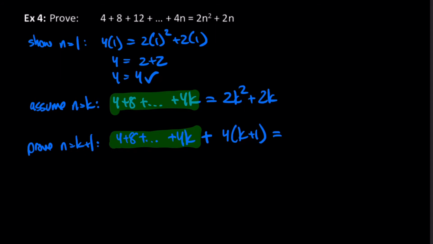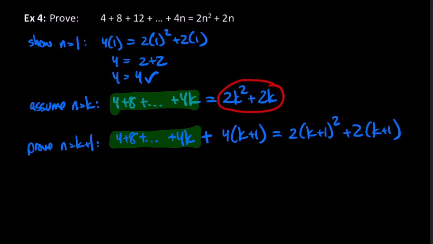And then over on the right side, I have to replace that with a k plus 1 in parentheses. So I'm going to square it, and then this will have parentheses as well. So that'll be 2 times k plus 1 squared plus 2 times k plus 1. Now, I take this expression here, 2k squared plus 2k, and I replace all this highlighted stuff.